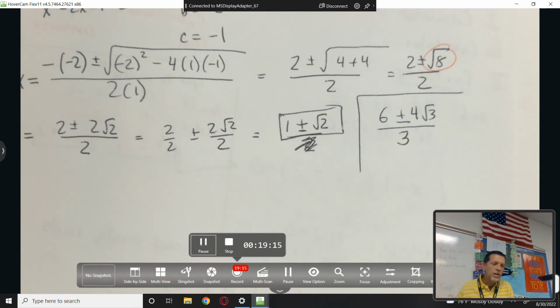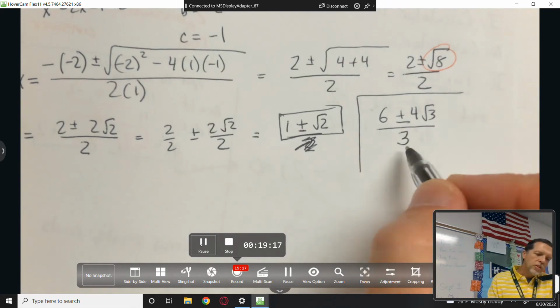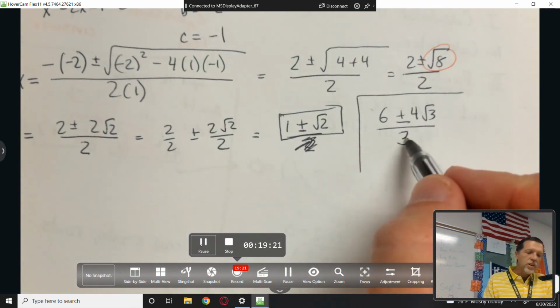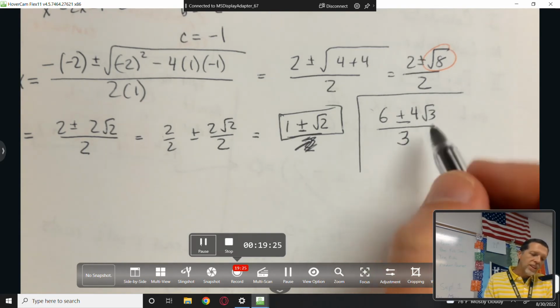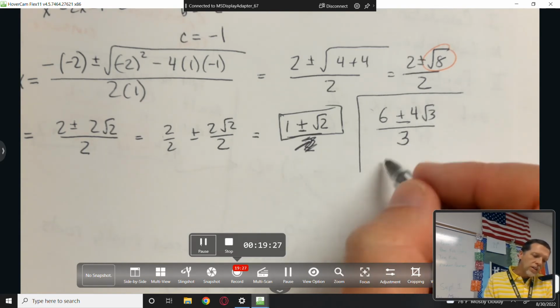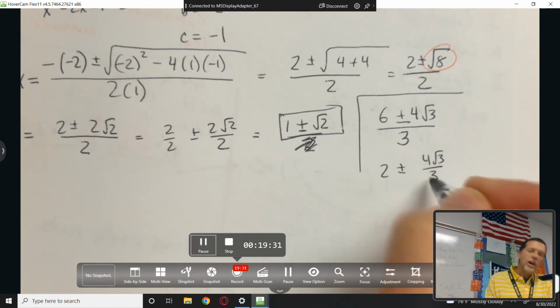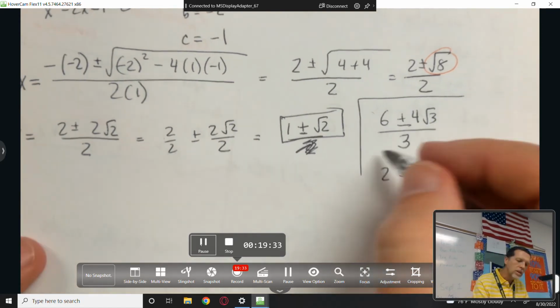Well, if you reduce the 6 and the 3, you're going to have to split it up. Because if you're going to divide by 3, you got to do all over 3. So you either leave it like that, or if you want to divide it up, you can. But that 3 is still under the other one. So either one of those answers would be okay.